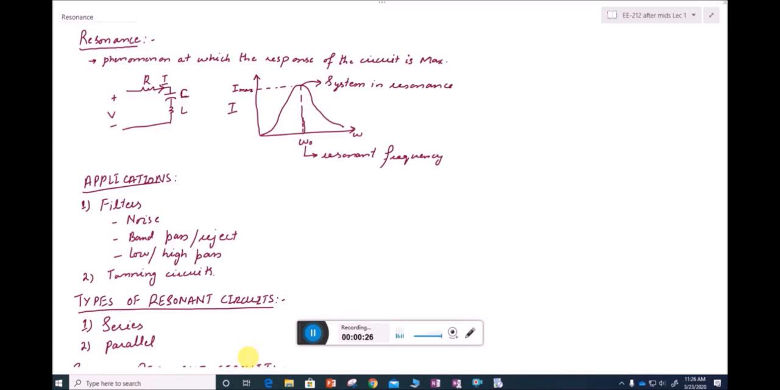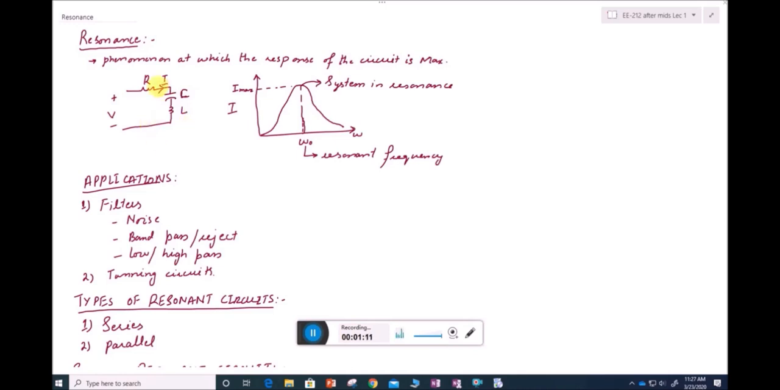By definition, resonance is a phenomenon at which the response of the circuit is maximized, and by response we mean that it can be a current, it can be a voltage. If I have to explain this statement by a simple RLC circuit, resistor, capacitor and inductor, the current is passing through these series elements, the current is the same through all the elements, the voltage across the impedance is V, and this voltage is just divided among all the elements R, C and L.